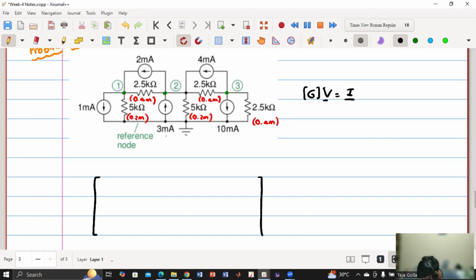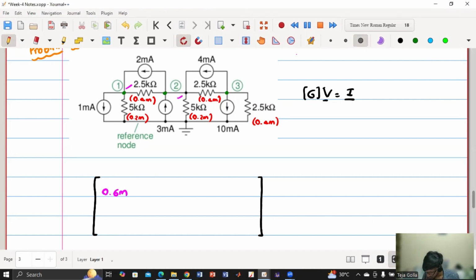First we'll start with the diagonal elements. So A11 means the total conductance at the node 1. Can someone tell me what is the conductance at the node 1? I see there are two conductances, 0.4 m and 0.2 m. So what is the total conductance at that node? Node 1, this node. 0.6, yes.